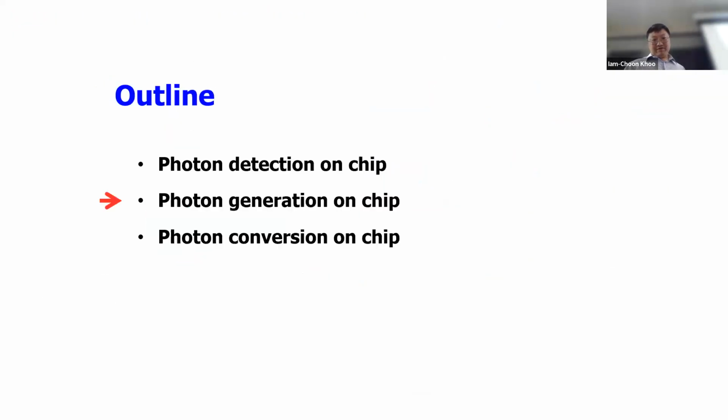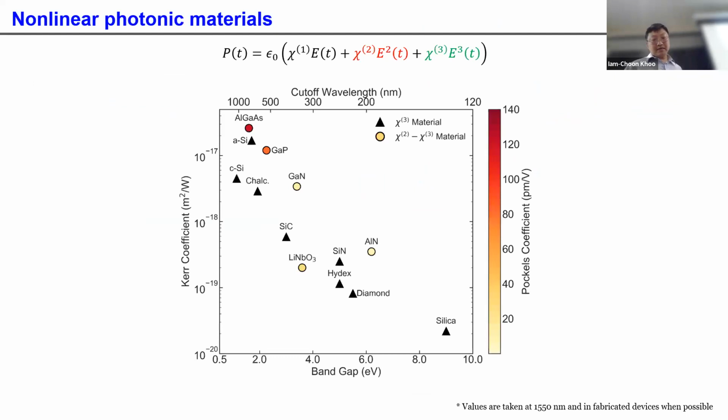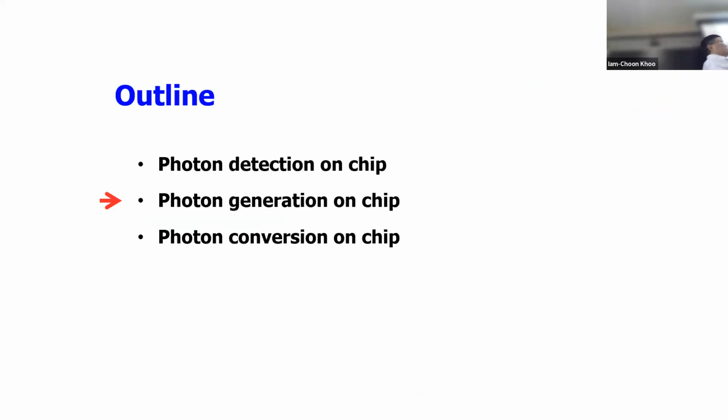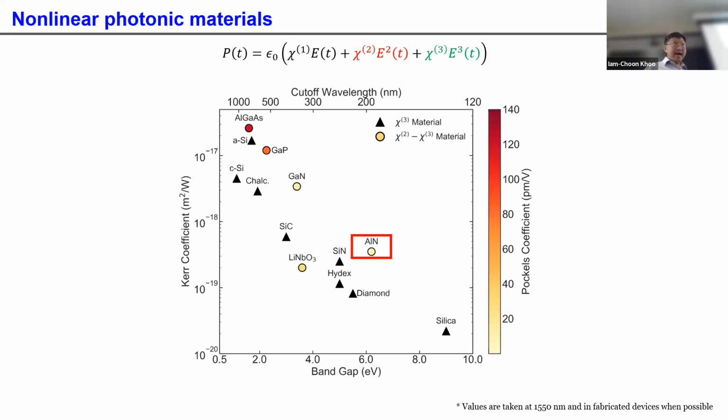Okay, so let's talk about photon generation. There are a lot of ways to generate photons: quantum dots, color centers, and many different ways. We use a canonical way to generate photons: nonlinear optics, parametric down conversion, parametric oscillators. For that, we need a nonlinear material on the chip.